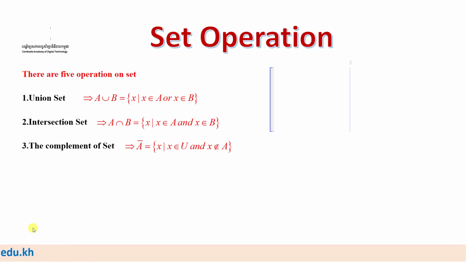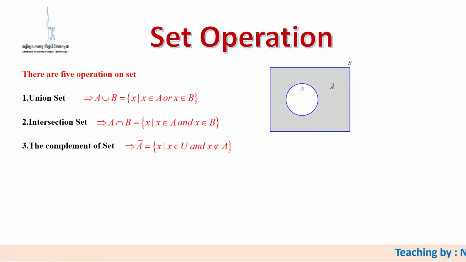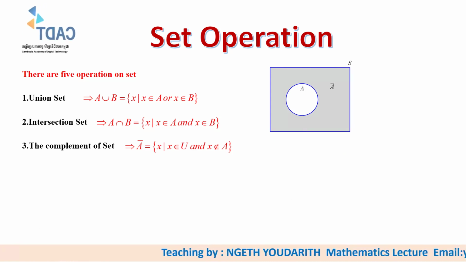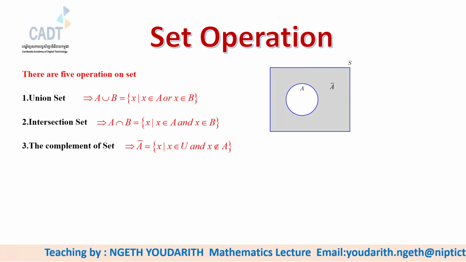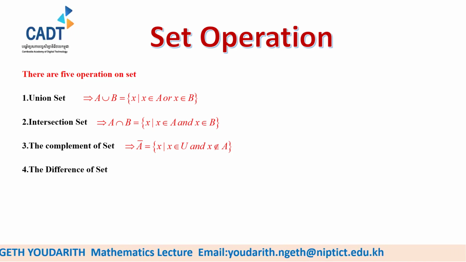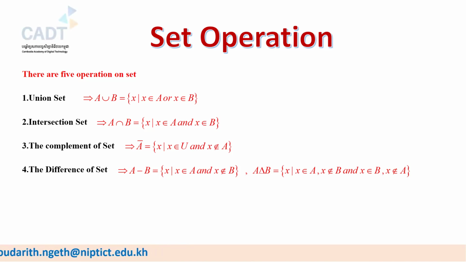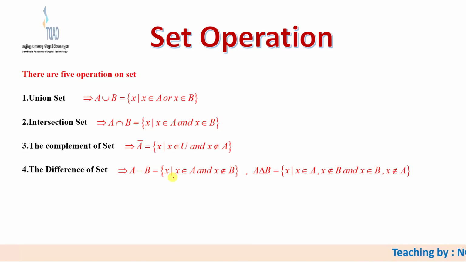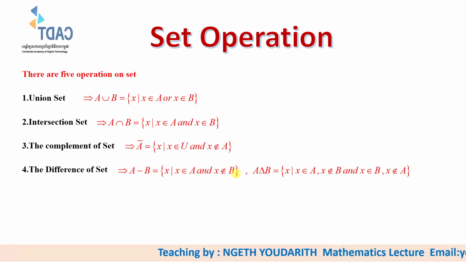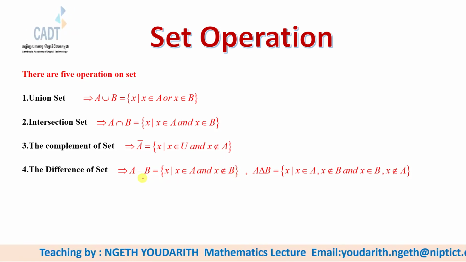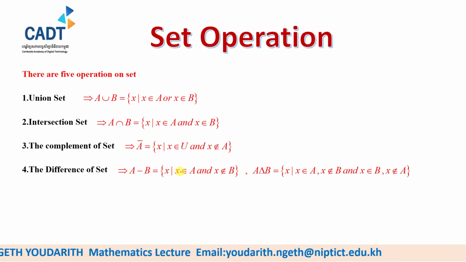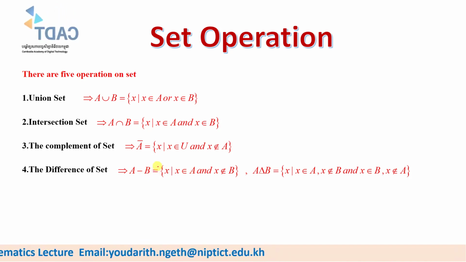And the next, this is about complement, for the universal set, but it does not belong to A. The fourth is the difference of sets. It means that A different B is equal to X such that X belongs to A and X does not belong to B. Just only X belongs to A, but does not belong to B.